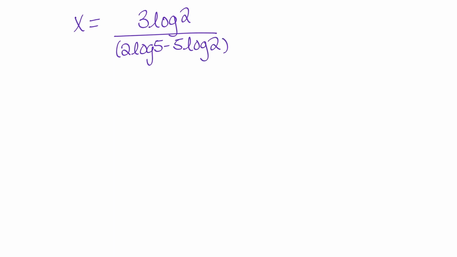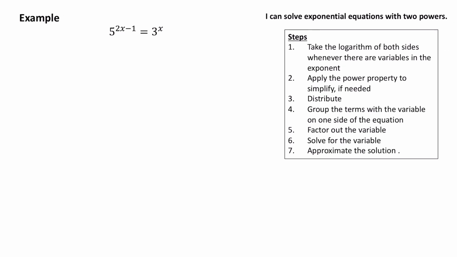If I want an approximate solution, I'm going to go ahead and enter this all in my calculator. So I'm going to do 3 log 2 and then hit enter, and then do divided by parentheses 2 log 5 minus 5 log 2. You have to put that denominator in parentheses so that it reminds the calculator to divide by the whole thing. So we get x is approximately equal to negative 8.4236. Okay, so both of these answers are correct.